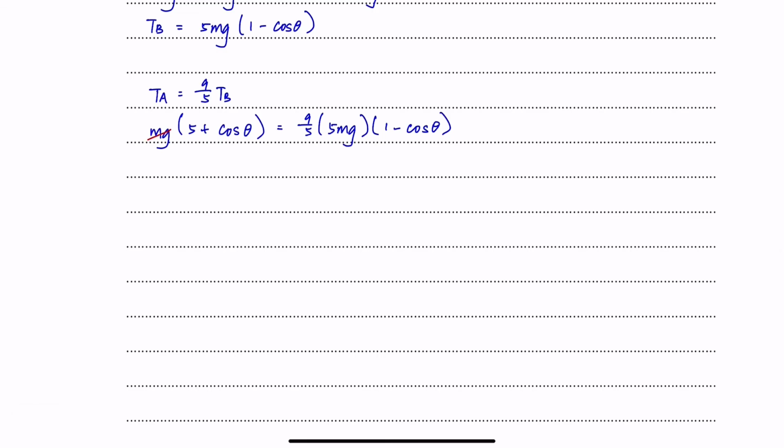So we can cancel off the mg, cancel off the 5. So we have 5 plus cos theta equal to 9 minus 9 cos theta. So 10 cos theta equals to 4 and cos theta equals to 2 over 5. And that's it.